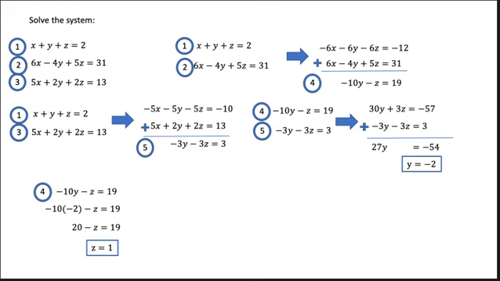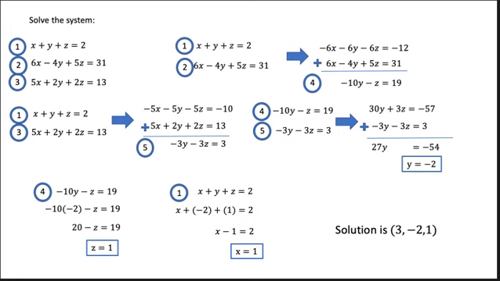Okay, so I have z and I have y, so now I need x. I'm going to take these two values and plug them into either equation 1, 2, or 3. I chose to use equation 1. So I'll plug in y and I'll plug in z and solve for x. And so x is equal to 1. And that's it. That's the solution.